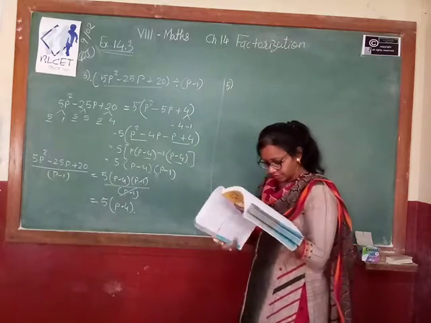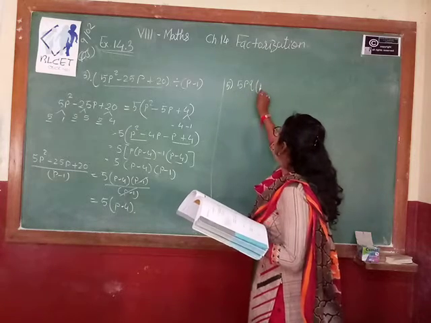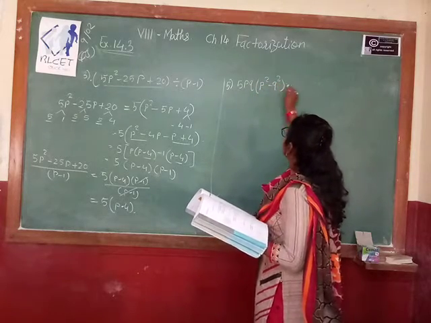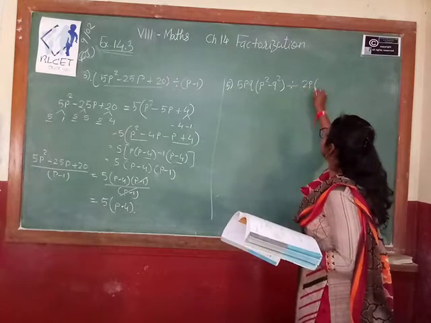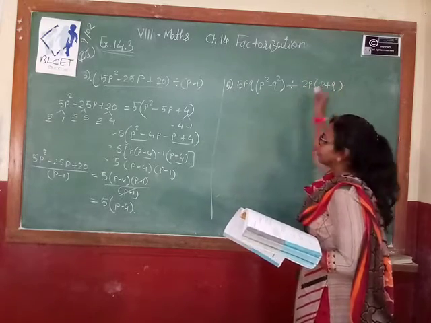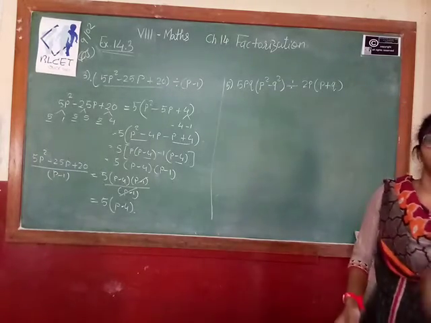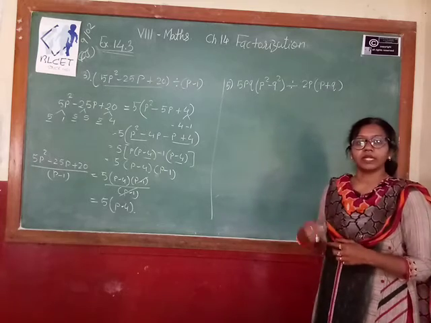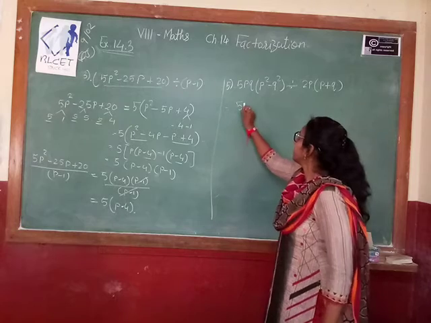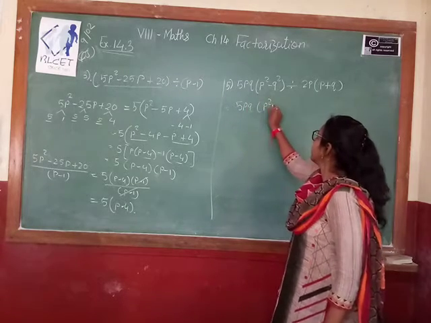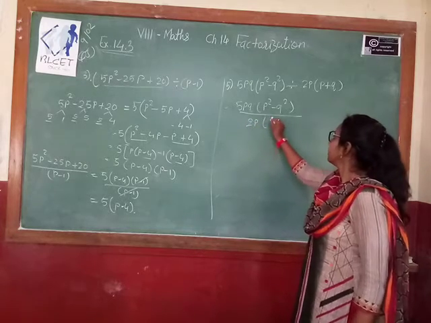The 5th question is 5pq in bracket p square minus q square whole divided by 2p times p plus q. Okay, here we are using the identities. Third identity, that is a square minus b square. What can you write? One time positive, one time negative. That is a plus b, a minus b.